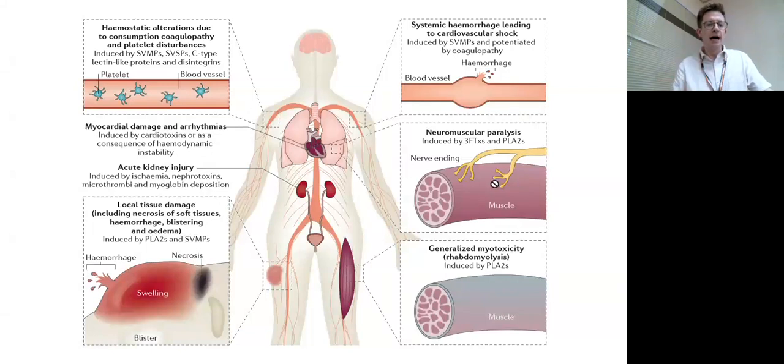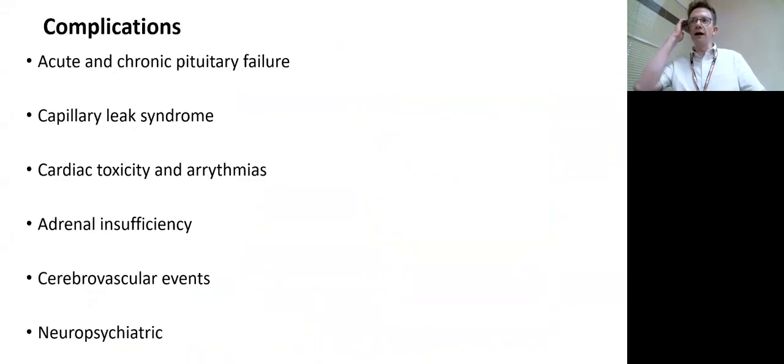This slide demonstrates many of the complications that can be seen in a variety of different snake envenoming. These will be common to what you will be seeing day in, day out. So systemic hemorrhage and cardiovascular shock, hemostatic alterations such as venom-induced consumption coagulopathy, myocardial damage, so raised troponins, poor contractility, reduced ejection fraction, acute kidney injury from a variety of different mechanisms, local tissue damage, whether that be necrosis, limb swelling, and myotoxicity, so rhabdomyolysis. What's not covered in that diagram are some other complications that I think we also need to be thinking about as well.